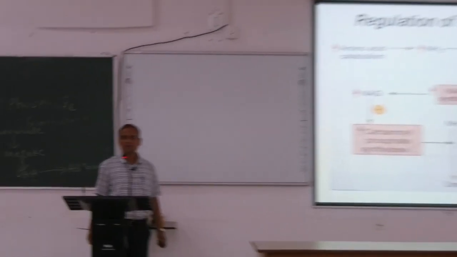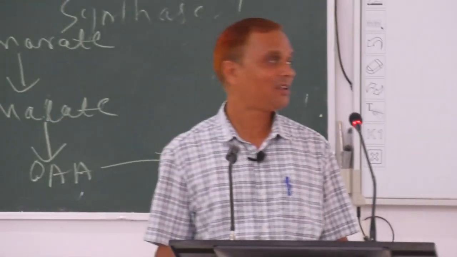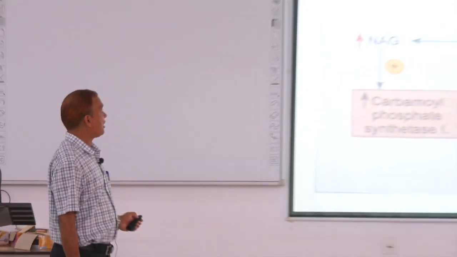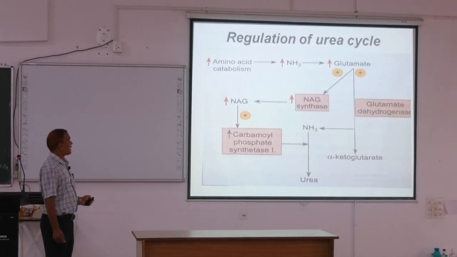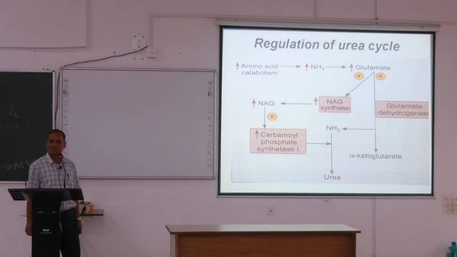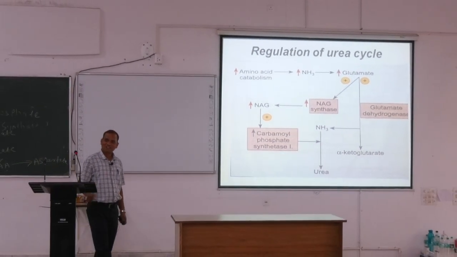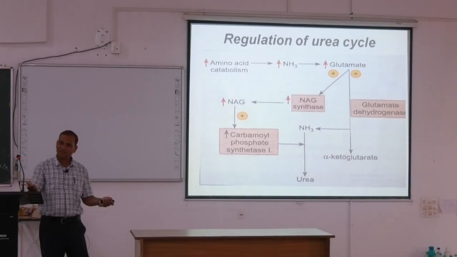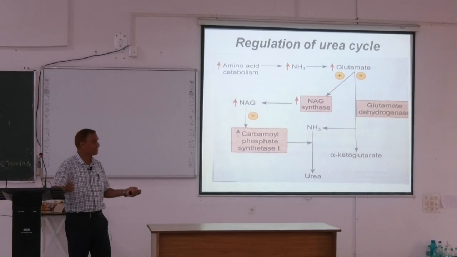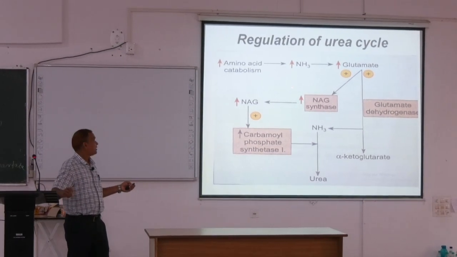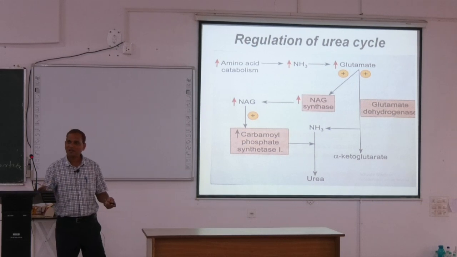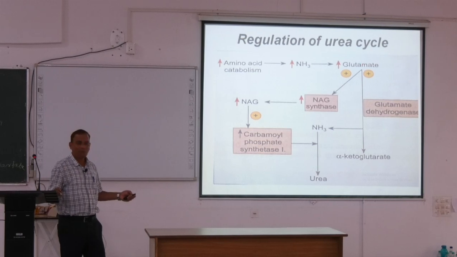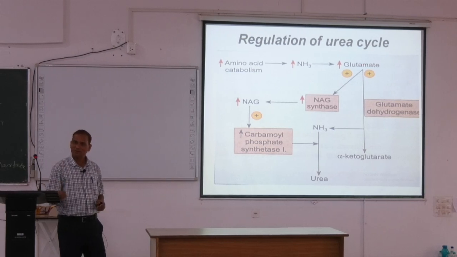Who is the regulatory enzyme of the urea cycle? That is carbamoyl phosphate synthetase 1. Now, degradation of amino acids: after degradation of amino acids, amino groups will be released. That ammonia will be carried by transamination reactions, and glutamate will be formed.